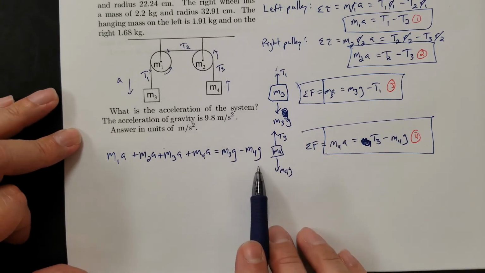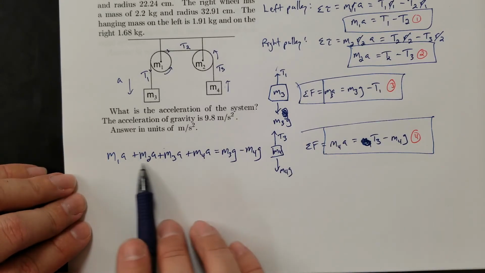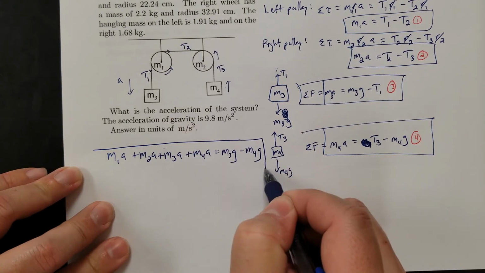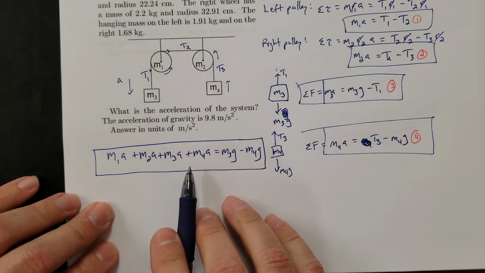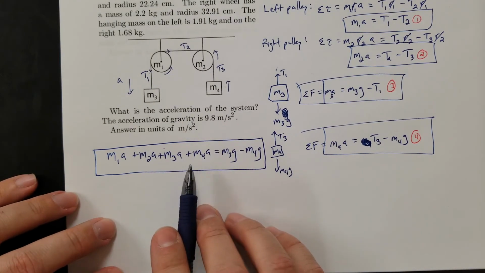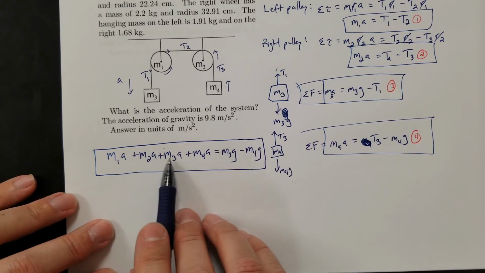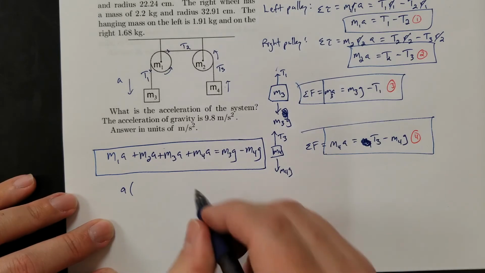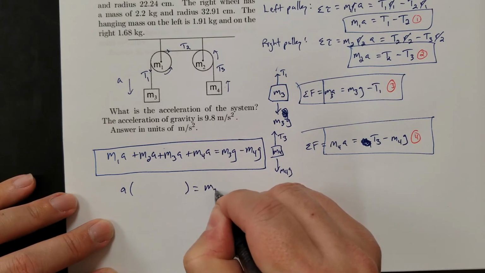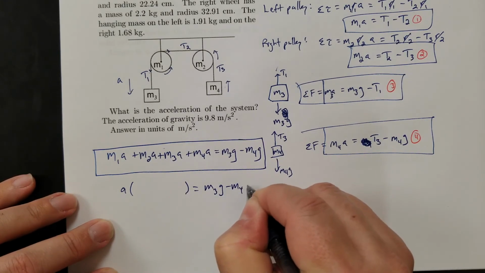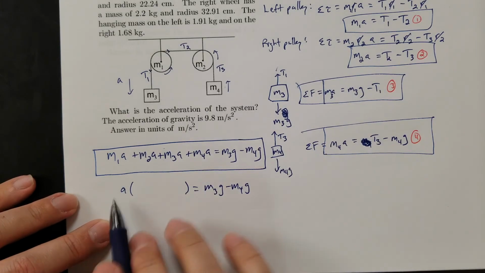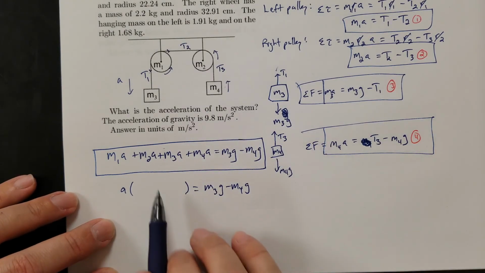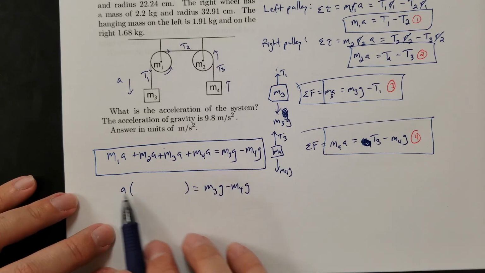And so I can distribute out the A. I'm going to leave this to you. Take this equation, and you can pull the A out because all of these terms have an A. So I'm left with A times something equals M3G minus M4G. And then you can solve for A. So once you've gotten to this point, it's just a matter of solving for A.